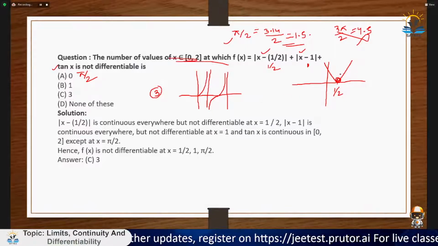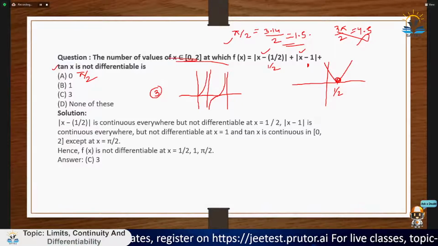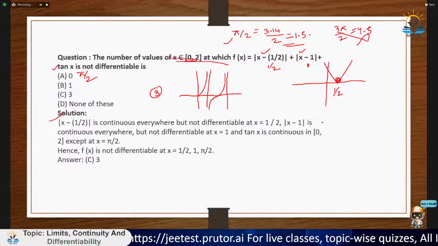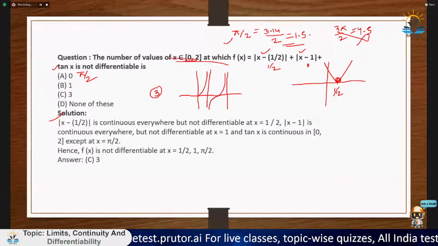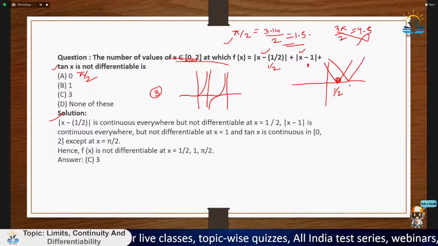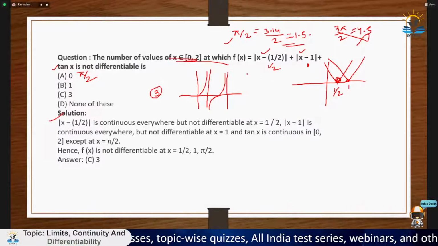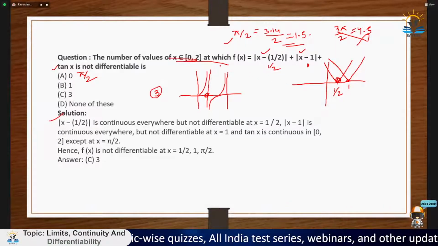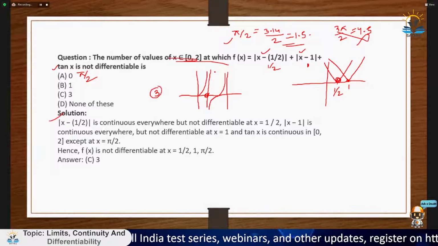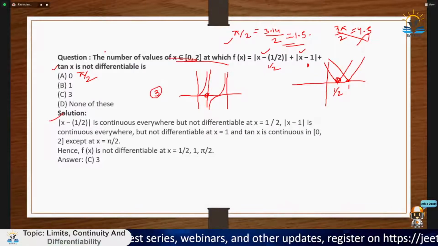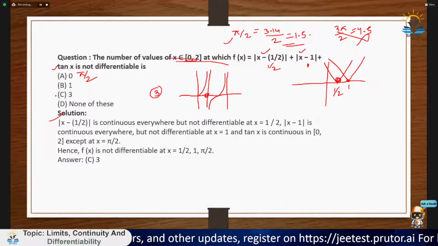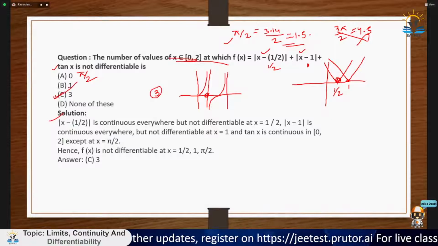So for mod x minus half, at all of the points my function is differentiable, leaving sharp points. So from here I got one point of non-differentiability, x equal to half. From here I got one point of non-differentiability at x equal to 1. Similarly, for tan x, I got this point pi by 2 because at pi by 2 my function is not continuous, and if it is not continuous then it is not differentiable. We know that differentiability requires that my function is continuous. So I got 3 points, one from here, one from here, and one from here. So at 3 points, my function is not differentiable. So the answer will be option C.